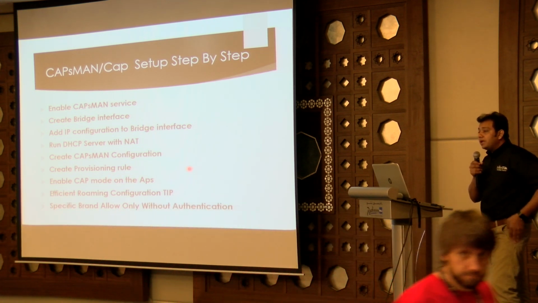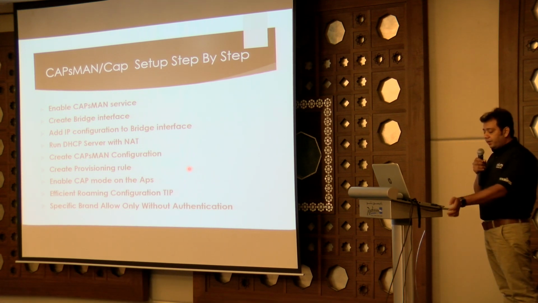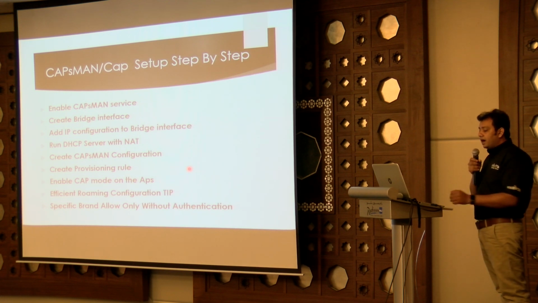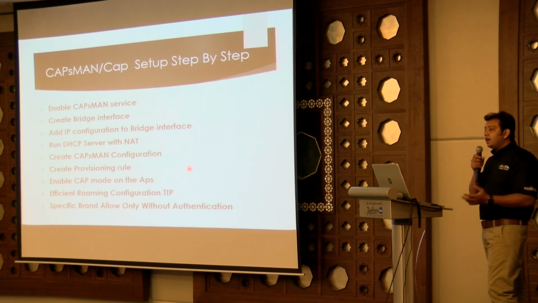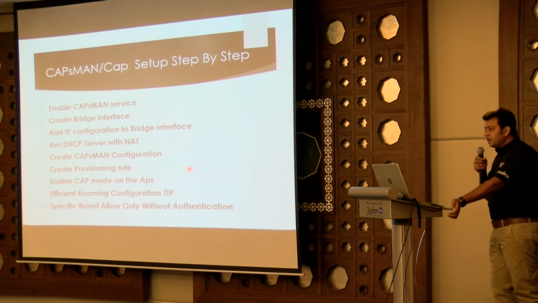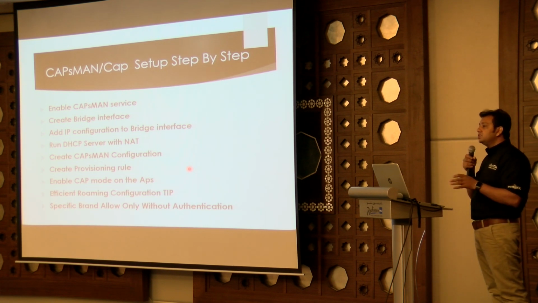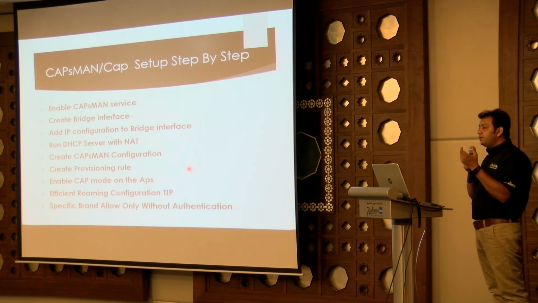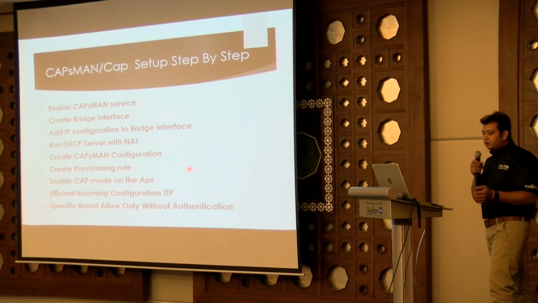For efficient roaming, I have some additional functions which I will show you, which are widely used in the market. And you can also specifically allow only a certain brand without authentication. Like if you are going to any store, like the Apple Store, and you want only Apple iPhones or Apple phones to be connected to their network, and no other phones should be allowed. So there will be only two rules which will do this. You don't need to make a lot of rules for that.